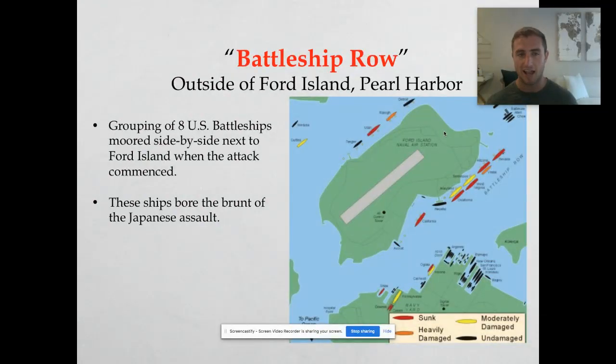Conveniently for the Japanese, eight battleships moored side by side. This is Battleship Row. This bore the brunt of the attack on December 7th, where we see all of these ships either heavily damaged or sunk. And the Japanese are making a huge gamble here that the Americans now, without these battleships, will not be able to challenge them in the Pacific.